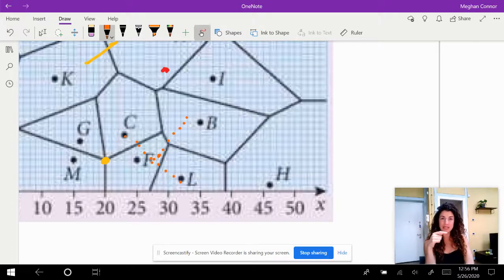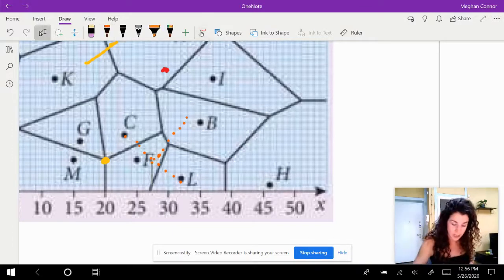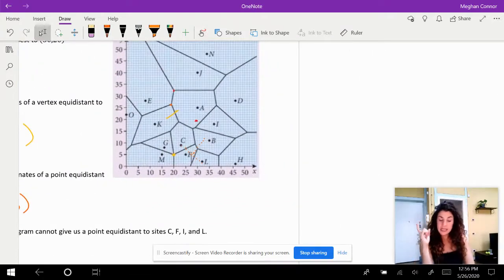Also, site B is a site that's closer than I, and so no matter what, B will be closer to C, F, and L than I ever will. The cell that contains I doesn't even touch any of the vertices, right? The cell that contains I doesn't even touch the cell that contains C, and that's the closest one. So we're going to write down something like C, F, L, and I do not lie on the same circle.